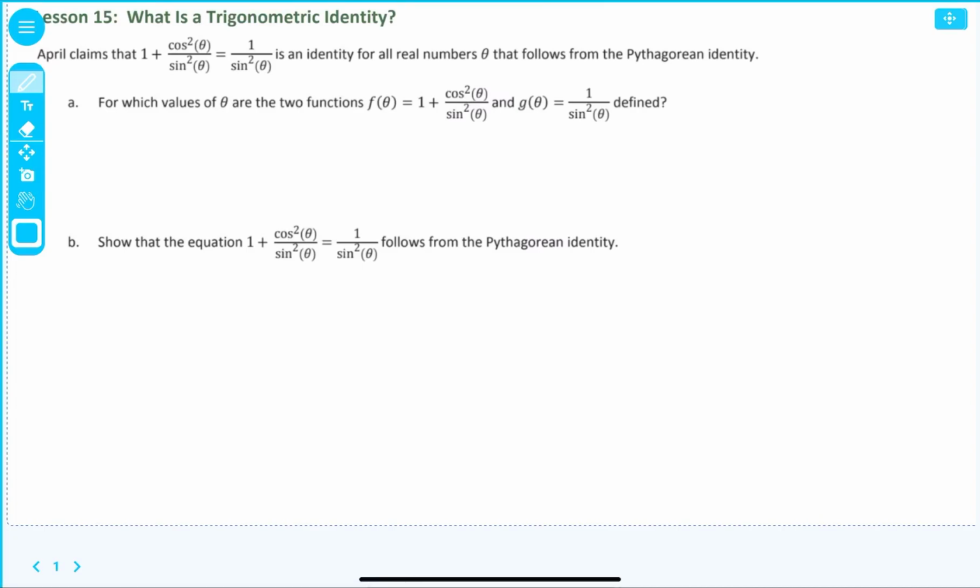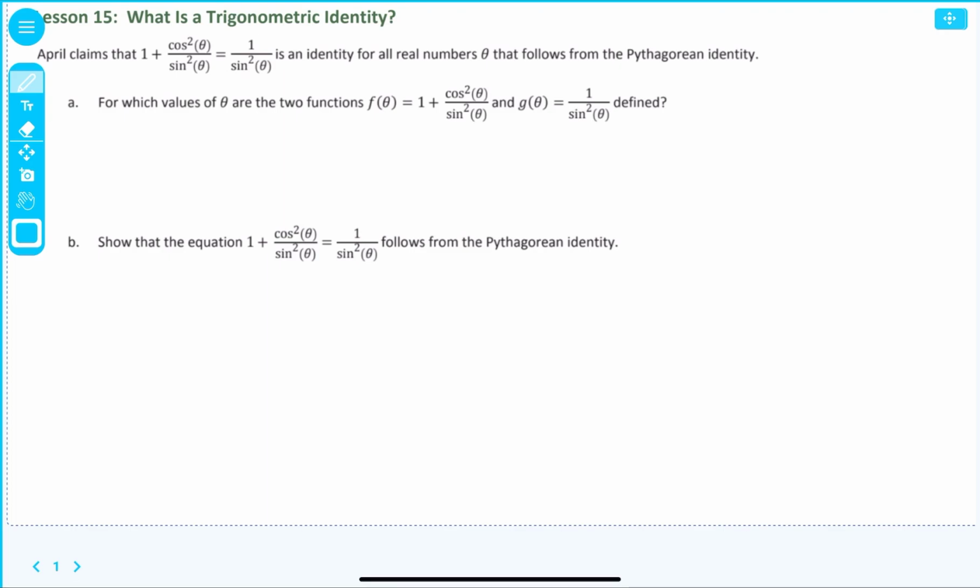Okay, Algebra 2, Module 2, Lesson 15, what is a trigonometric identity? April claims that 1 plus cosine squared over sine squared theta is equal to 1 over sine squared theta. Is it an identity for all real numbers theta that follows from the Pythagorean identity? Now, this is a weird question because it doesn't really answer that until part C, so it kind of walks you through this question.